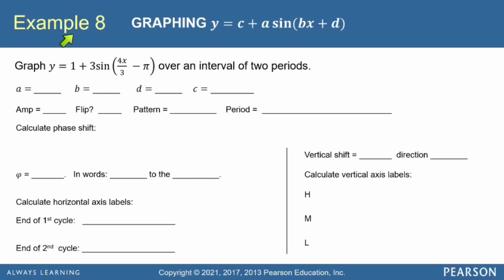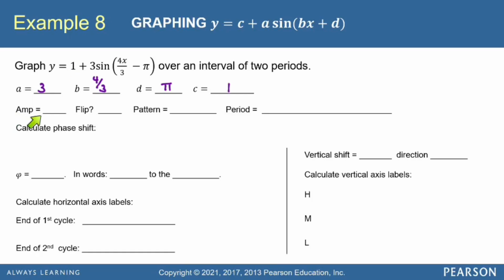So this is example 8. We're going to graph y equals 1 plus 3 times the sine of 4x over 3 minus pi. And as usual, we're going to graph two periods. So the number in the A position here is 3. The number in the B position is 4/3. And the number in the D position is pi. And the C number is what's been added to the whole thing. So C is out front here, which is positive 1.